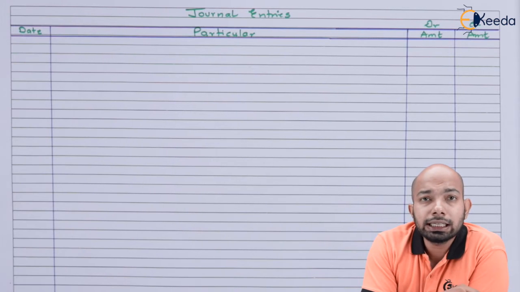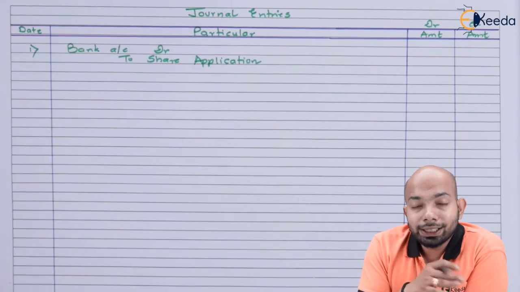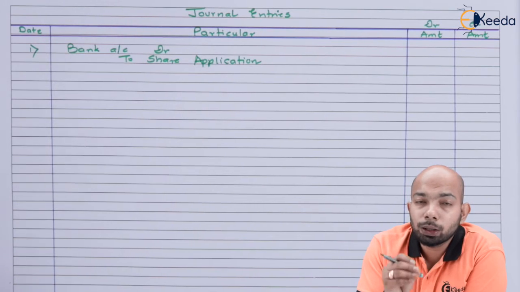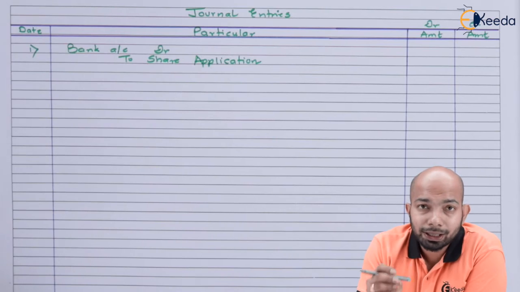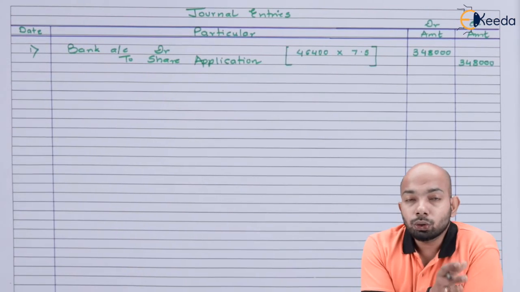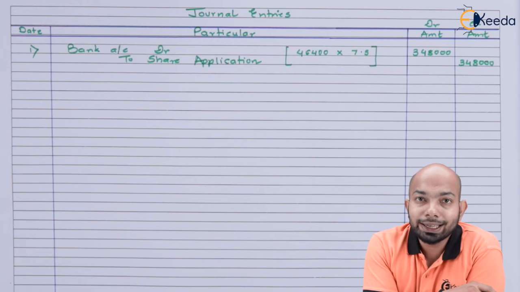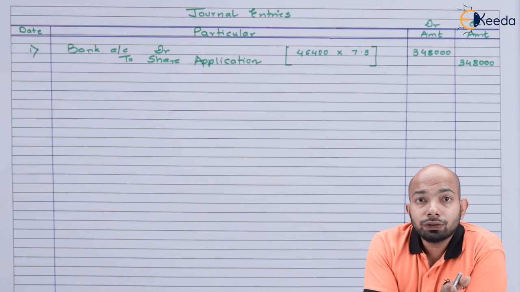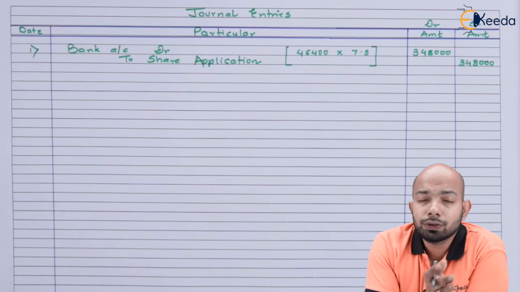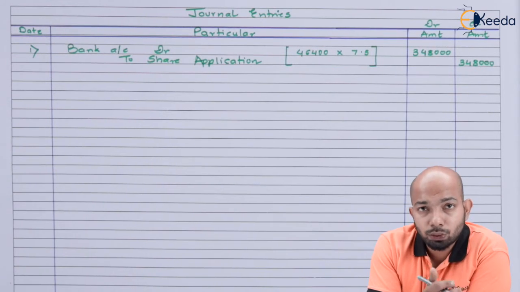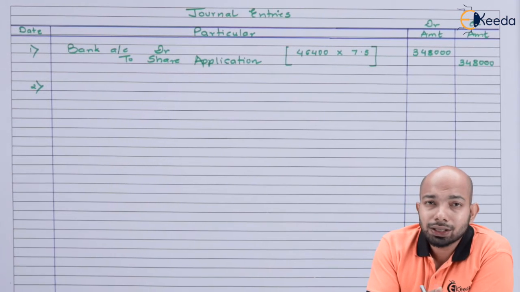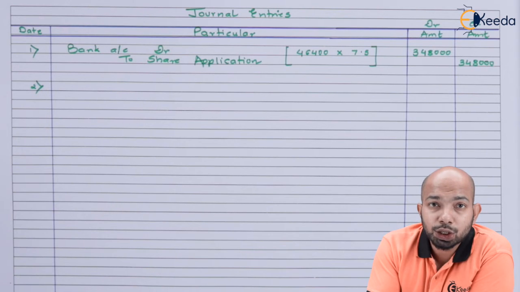So let's start with the entry for receipt of application money. The entry we have passed here is Bank Account debit to Share Application. The amount reflected will be 46,400 shares multiplied by 7.5, because that is the application money value. So the total value here comes to 3,48,000. Now out of this value, we have refunded a certain amount which refers to the 4,000 shares being rejected. So we'll mention that now. Again, as it's a refund entry, it will be the reverse of the entry we passed for receipt of application money.